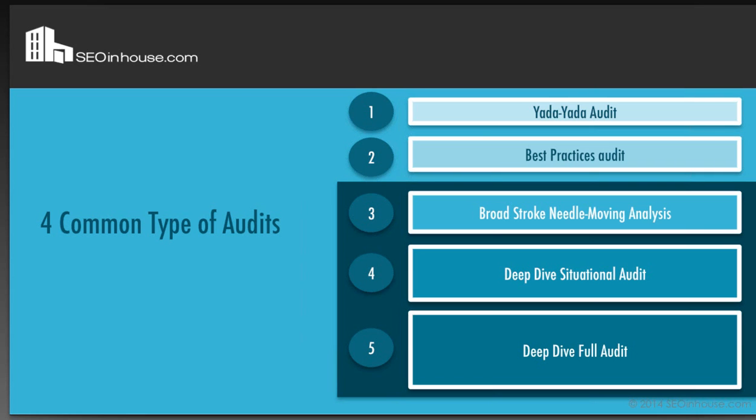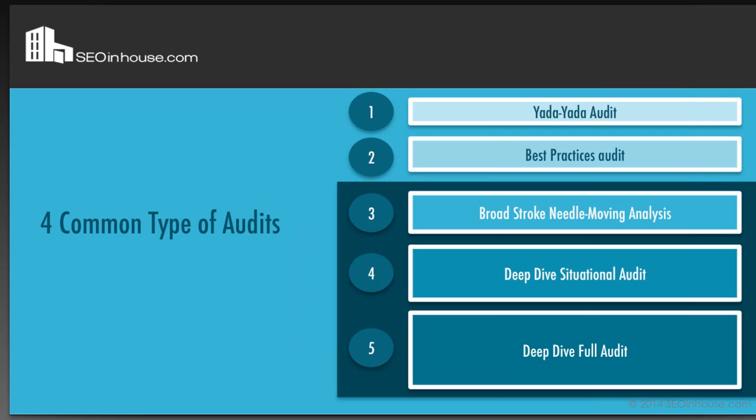The fourth one would be a situational audit, and we sometimes get pulled in for those. When somebody really needs a robust, deep audit for their site, but they don't have the budget, they'll say, okay, here are our questions. Can you just dive into these particular questions? And so we'll do analysis on those.